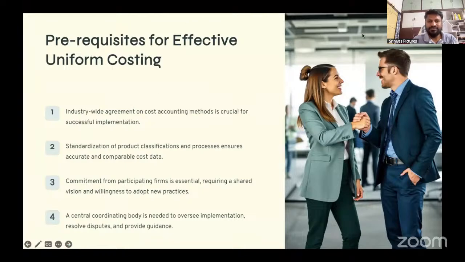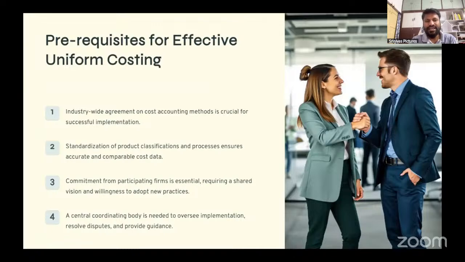The prerequisites for effective uniform costing are: first, a mutual relationship among the participating members; next, the level of costing system they are maintaining; and the third, the point of uniformity. So these three are very important prerequisites for an effective uniform costing system. I'm going to explain these three again.